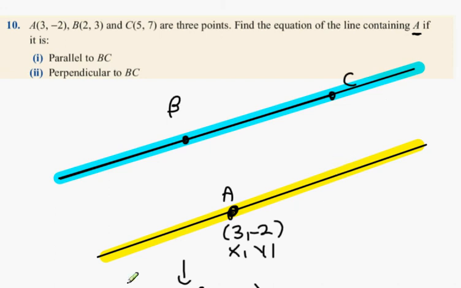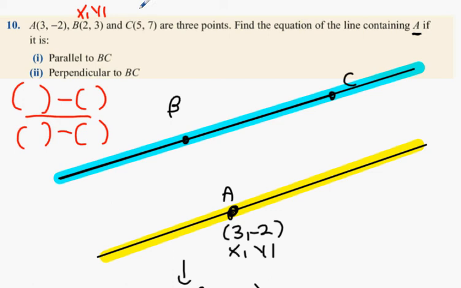So here's what I'd do. I would get the slope formula, which is your y2 take away your y1 all over your x2 take away your x1. I'd put in my numbers here, x1, y1, x2, y2. I'd do 7 take away 3, 5 take away 2. I'd have 4 over 3. If the blue line is 4 over 3, what does the yellow line have to be? 4 over 3 as well.